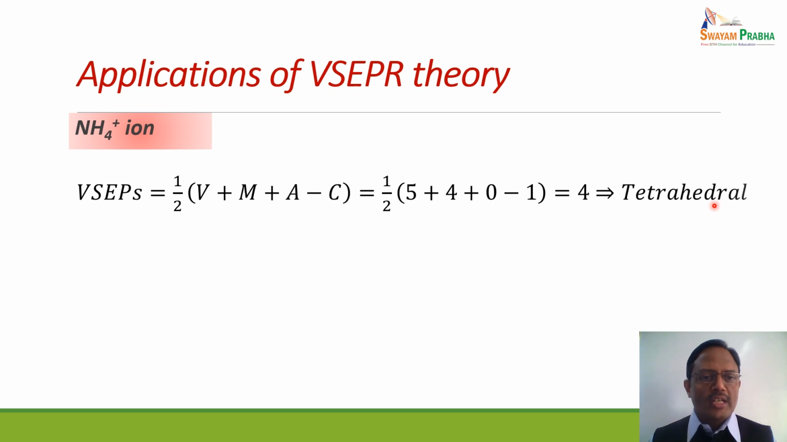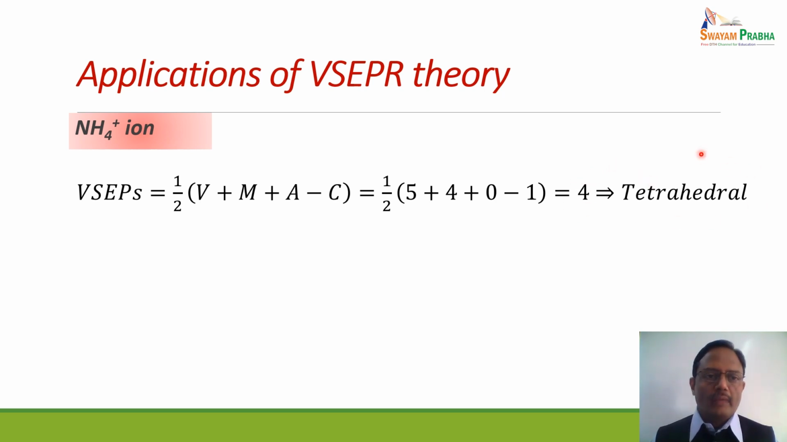So the number of valence shell electron pairs on the central atom, which is the nitrogen atom, is equal to half (V plus M plus A minus C). So equal to half into the number of electrons in the valence shell of nitrogen, which is 5, plus the number of monovalent substituents, which is hydrogen, that is 4, plus 0, there is no anionic charge, but there is a cationic charge, that is positive charge. So the number of valence shell electron pairs is coming out to be 4, indicating that the geometry should be tetrahedral.